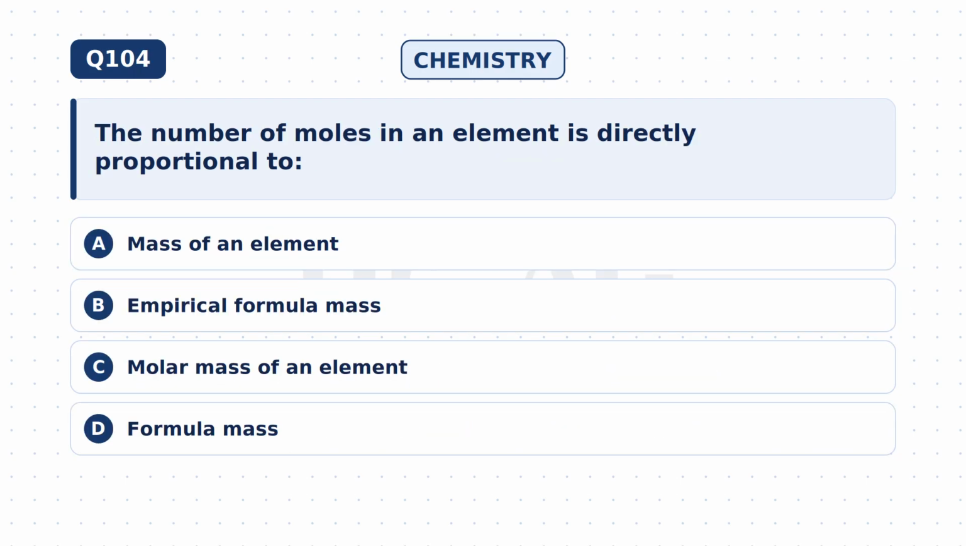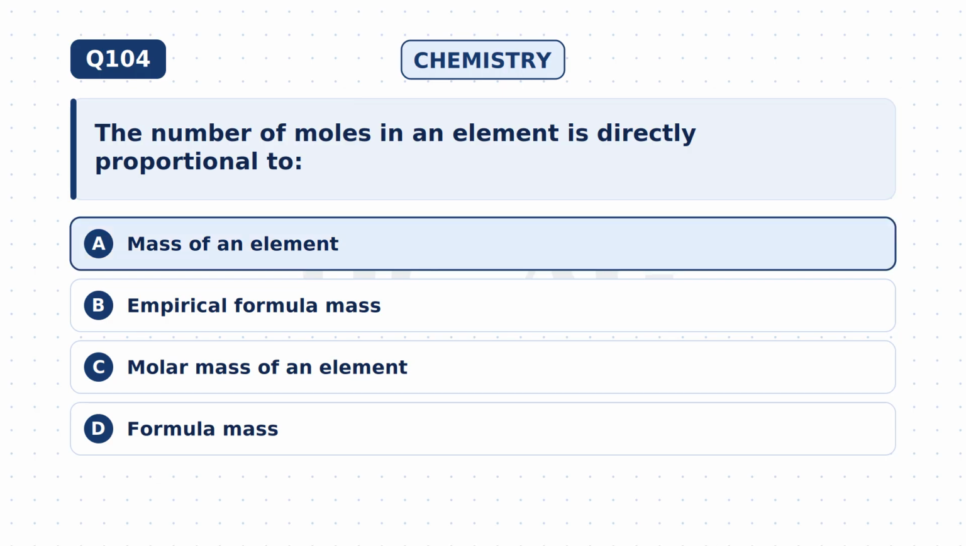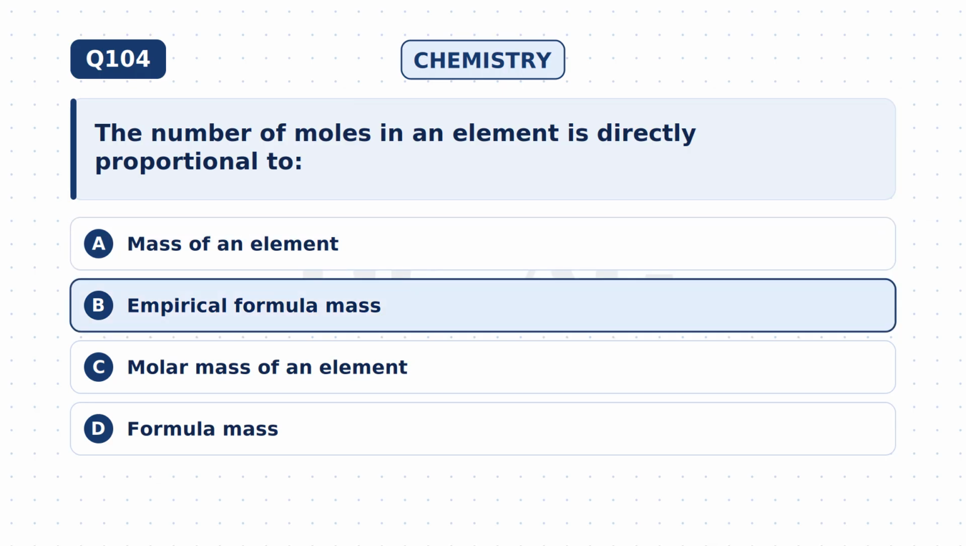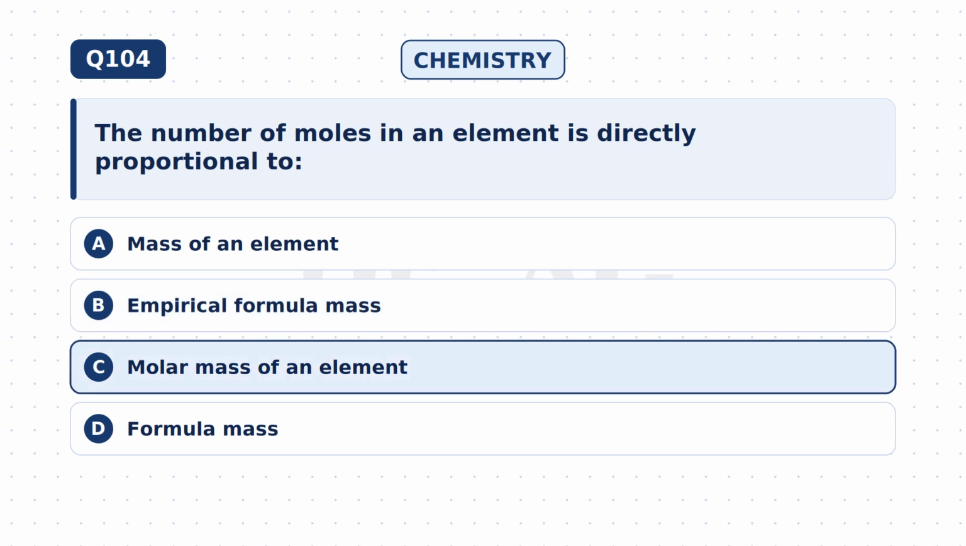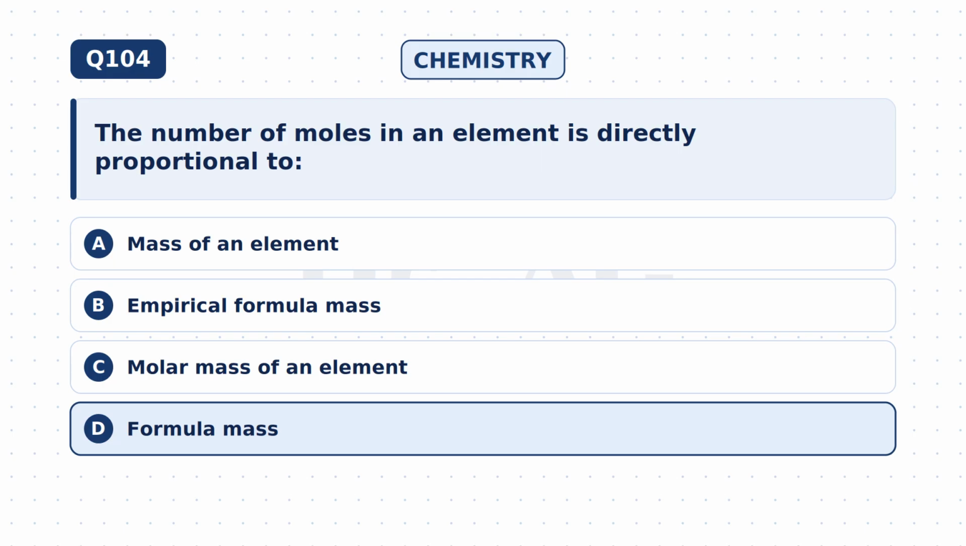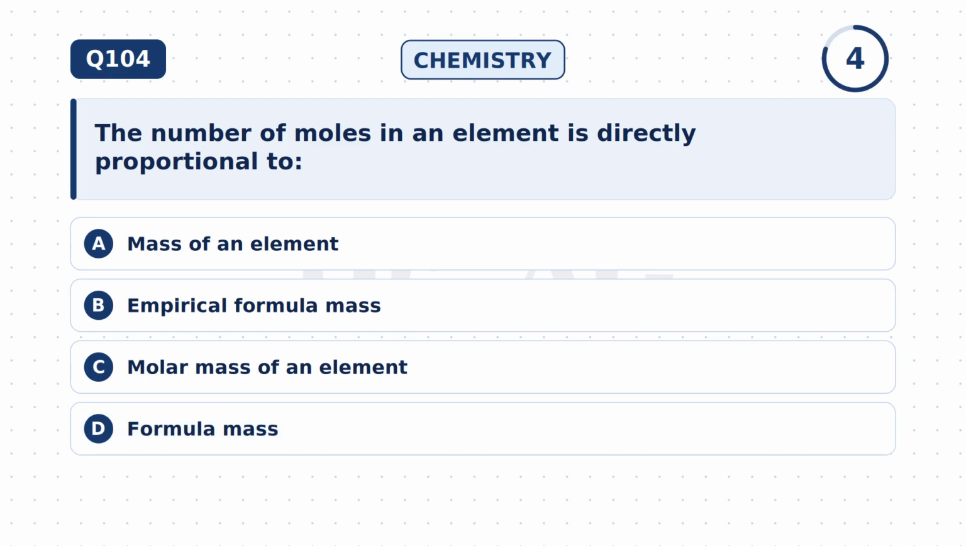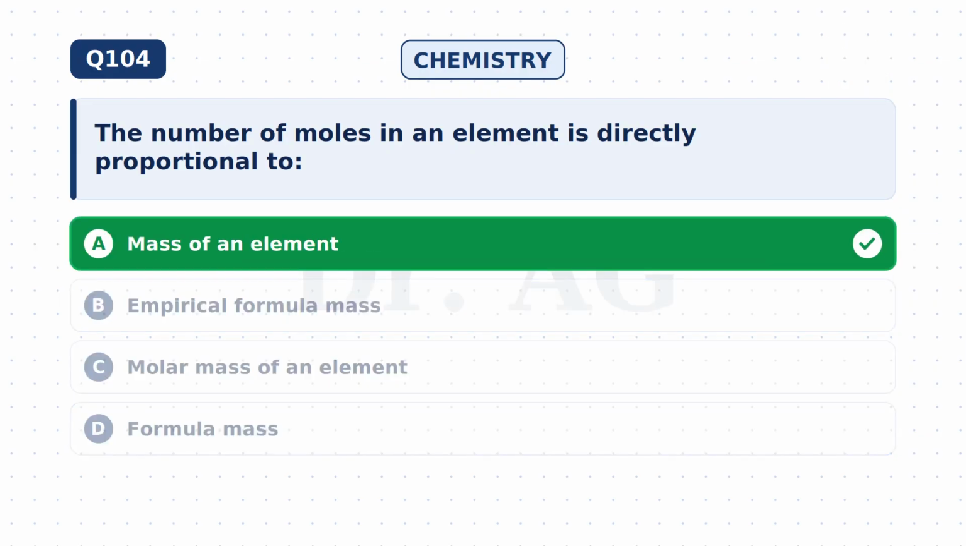Question 104. The number of moles in an element is directly proportional to. Option A, mass of an element. Option B, empirical formula mass. Option C, molar mass of an element. Option D, formula mass. The correct answer is A, mass of an element.